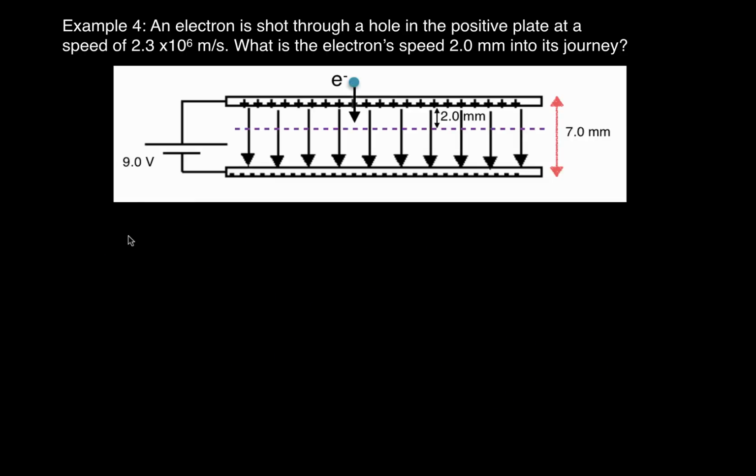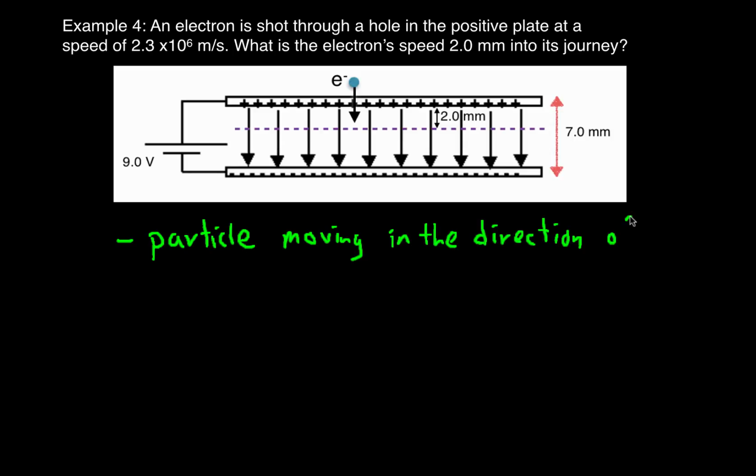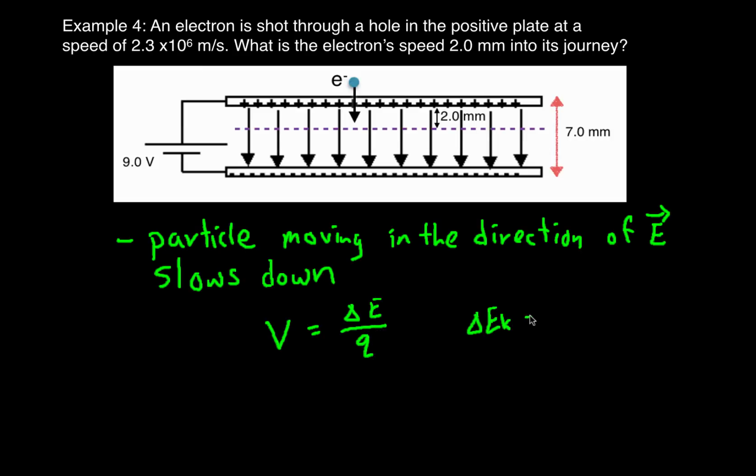We use this voltage to find the final velocity of the electron at 2 millimeters. Remember, the electron is a negatively charged particle. A negatively charged particle moving in the direction of the electric field will slow down, so we expect to find that the electron loses kinetic energy, or has a lower speed at the end. Voltage is equal to change in energy over Q, so the change in kinetic energy is equal to Q times V.